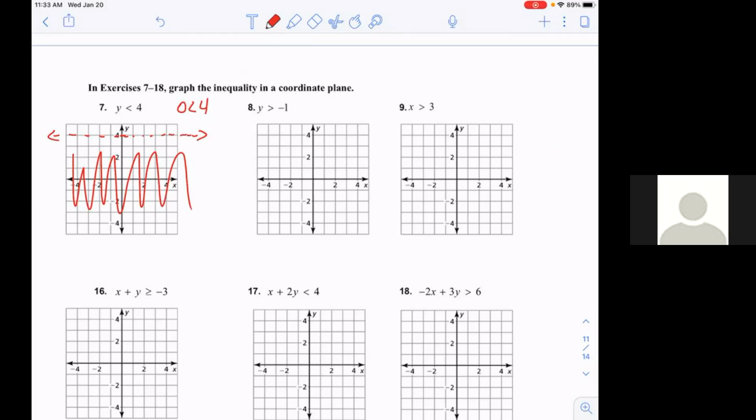Y is greater than -1. So there's -1 on the y-axis. Again, it's only going to cross one axis. It's only going to cross the y-axis at -1. I'm going to draw a horizontal line. Is it going to be solid or dashed? Solid. This one will also be dashed.